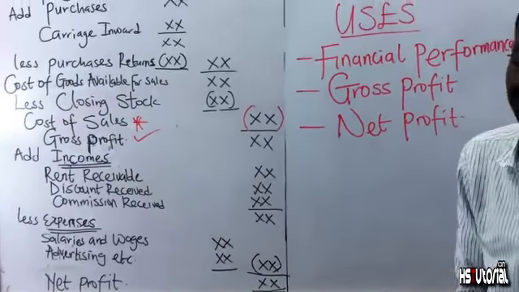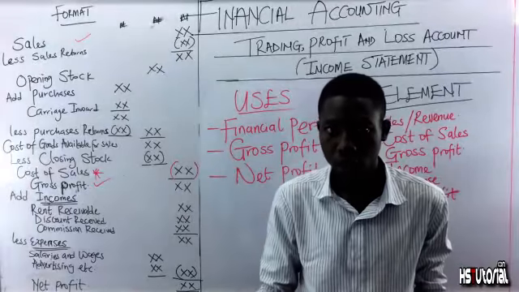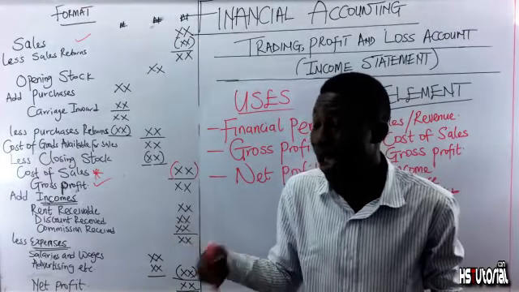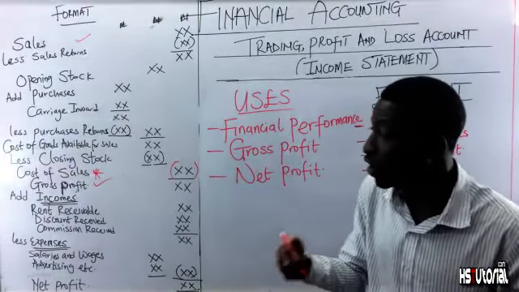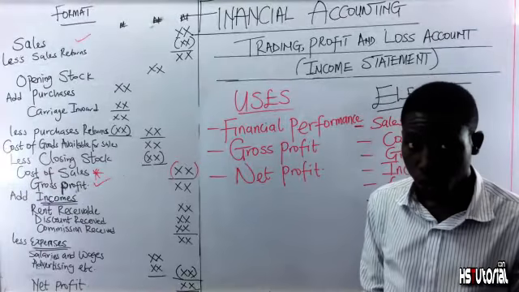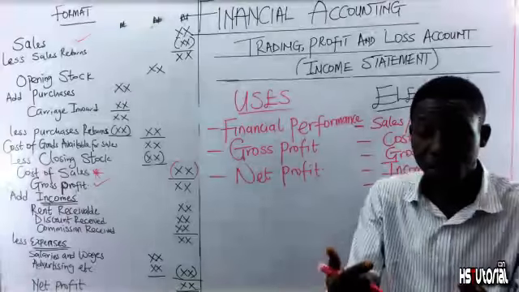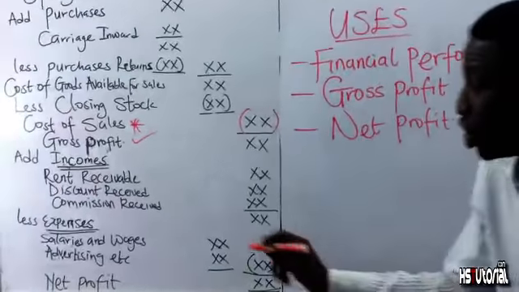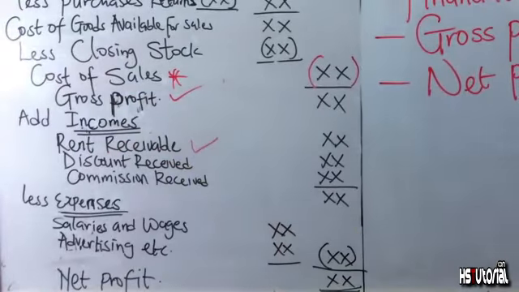Let's assume you run a mortgage company, and they pay you rent every year. If they pay you rent every year, it means the rent is an income to you. It is an income you receive every year. So you will have to add it as part of your income.